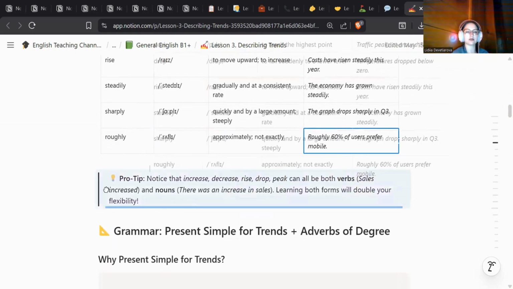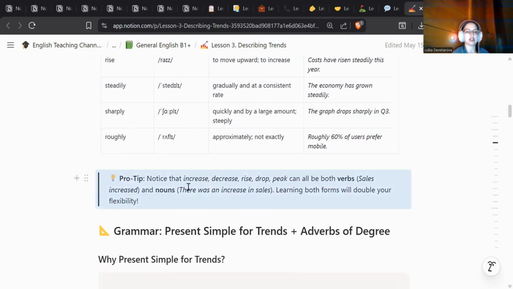And let's go for a little pro tip for you guys. Notice that increase, decrease, rise, drop, peak can all be both verbs, for example, sales increased, actions, yeah, and nouns, items, processes. There was an increase in sales. Those both forms, they will double your flexibility. You already know, not just 5 words, but 10, yeah?